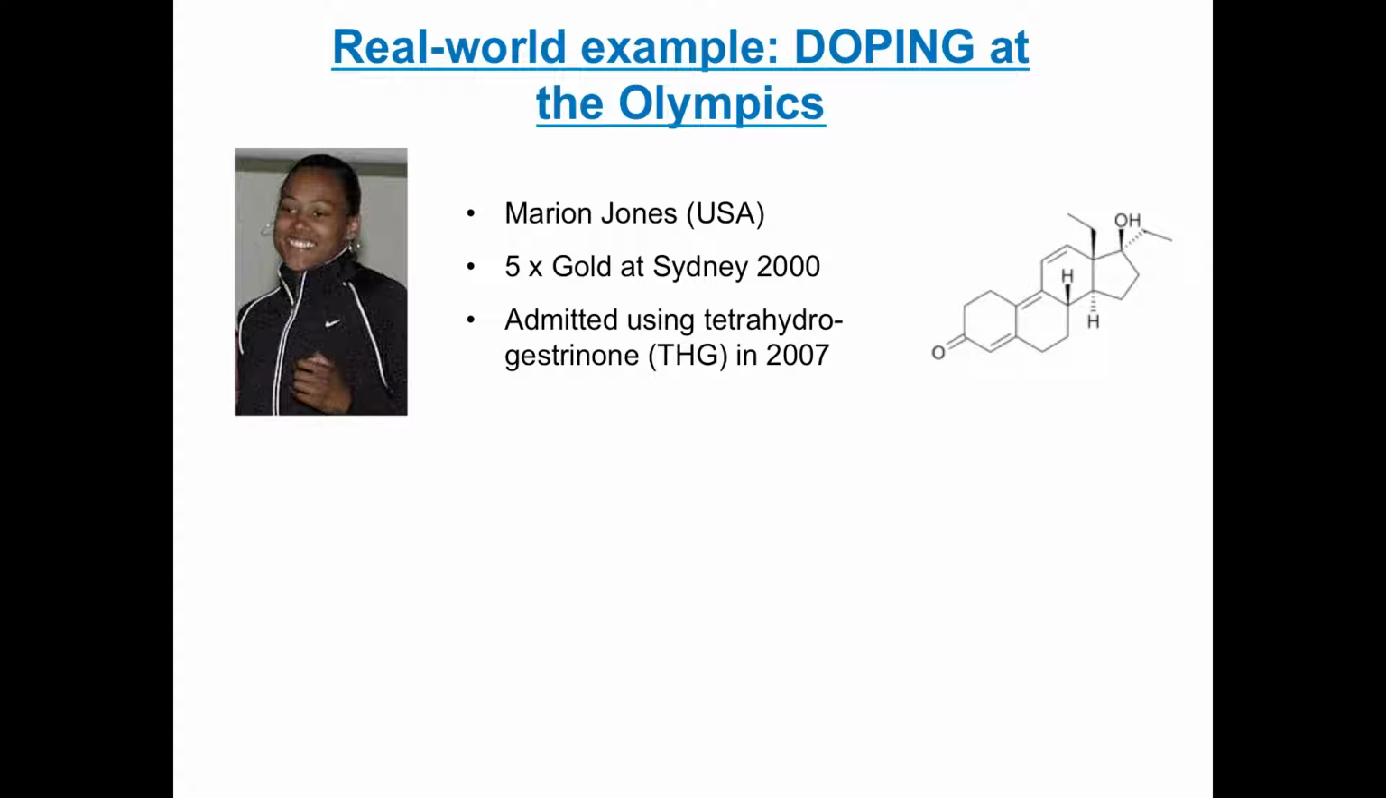So here's a real-world example of where mass spec can be used. It's used in doping detection. This is a picture of Marion Jones. She won 5 gold medals in track and field at the Sydney Olympics. She subsequently admitted using this steroid, so she was doping. And she was subsequently stripped of all her medals. The way she was caught out was through mass spectrometry.